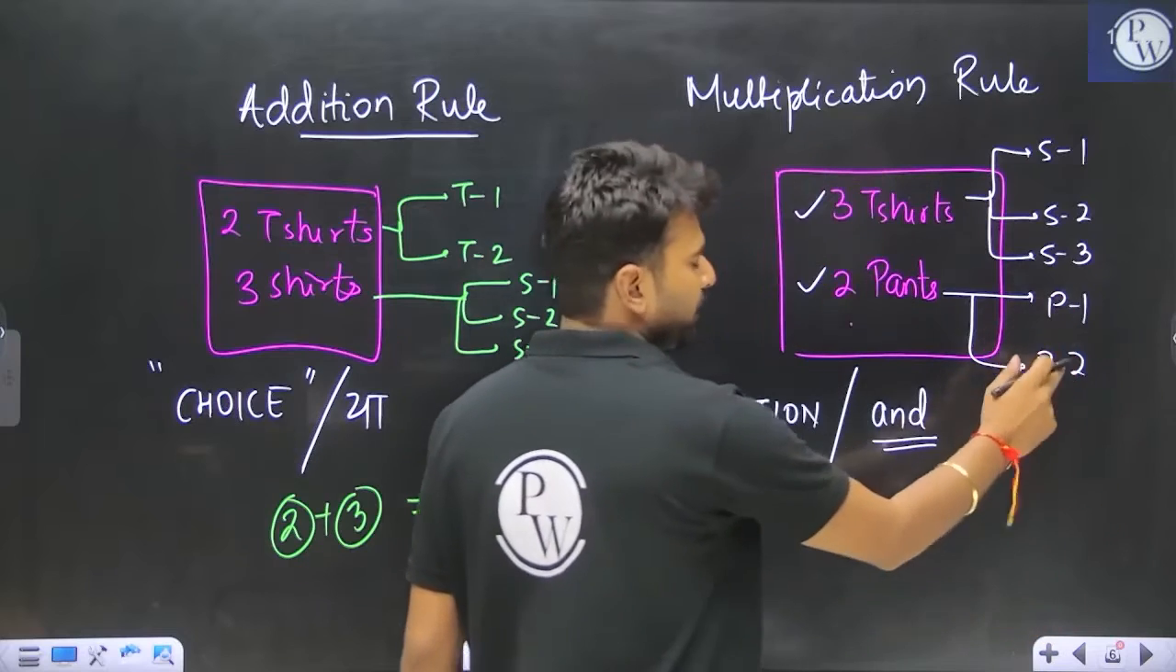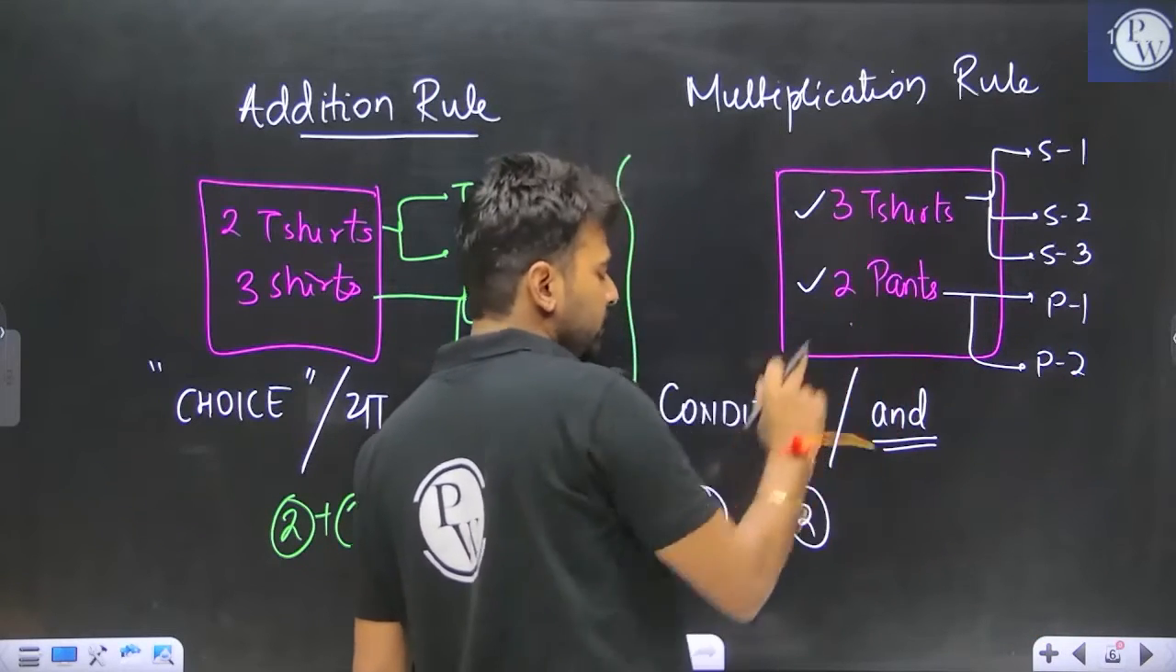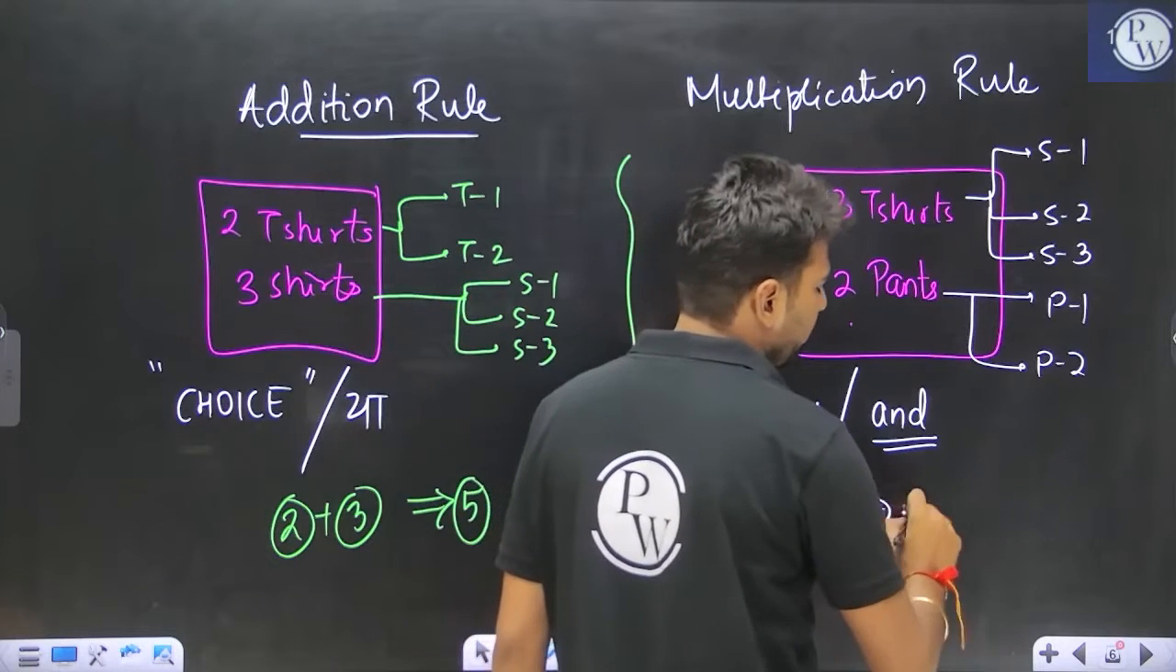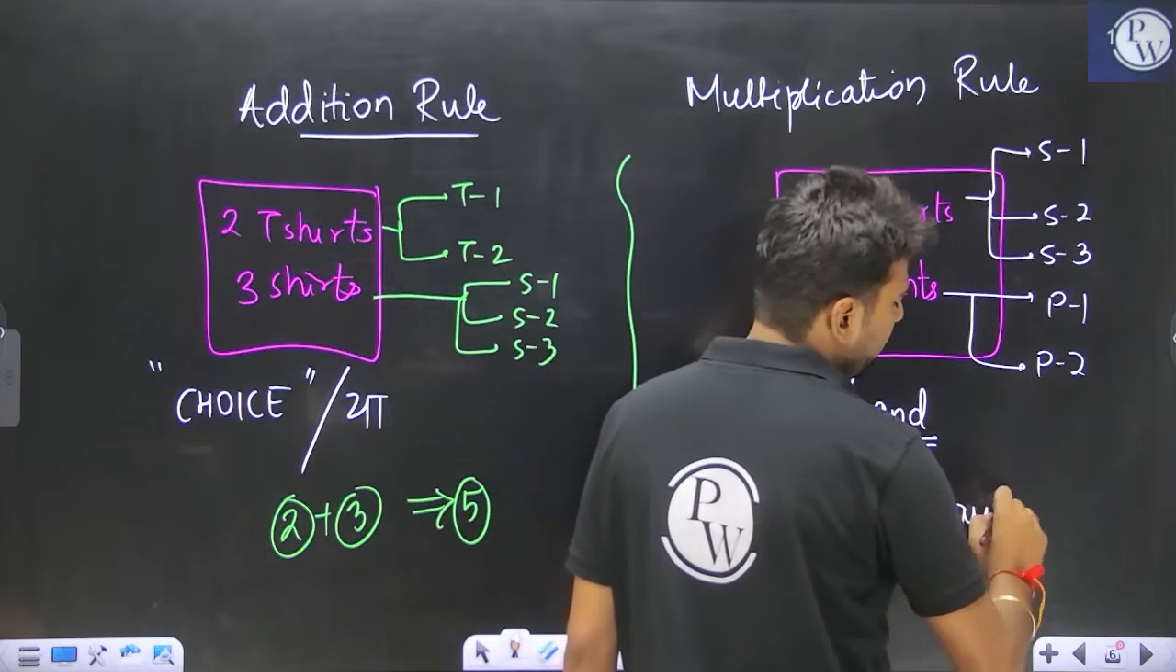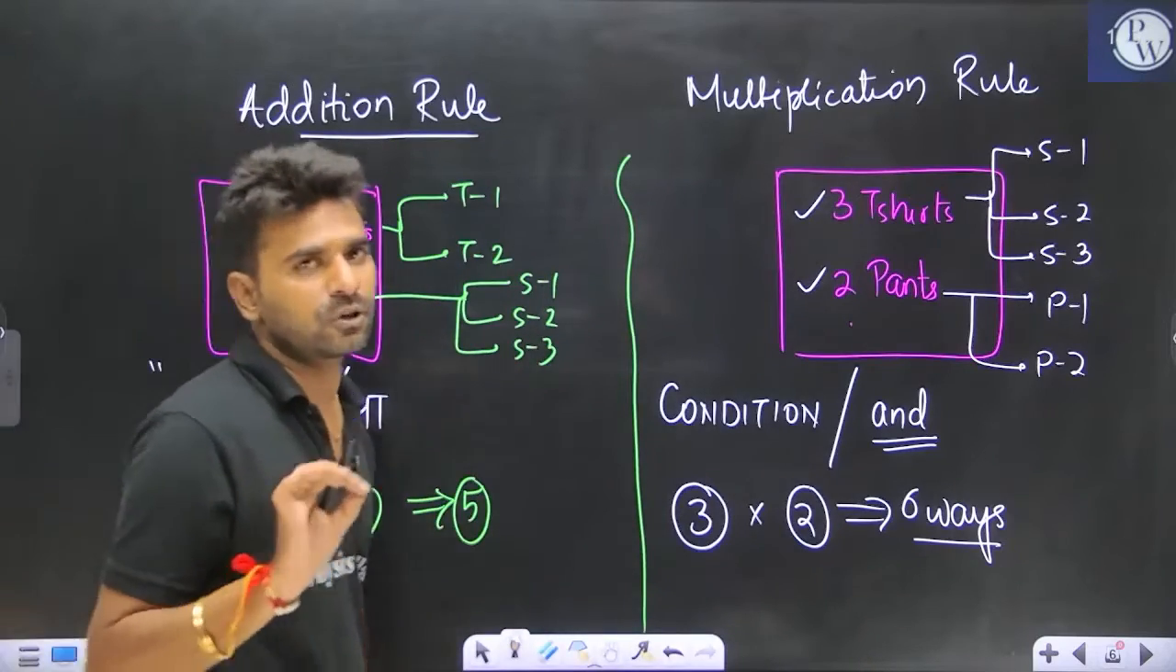2 ways, either this pant or this pant. So here, since we have to do both of these tasks, that's why we're going to multiply. So here, the ways of getting dressed are going to be 6. I hope this example perfectly solves all of your problem.